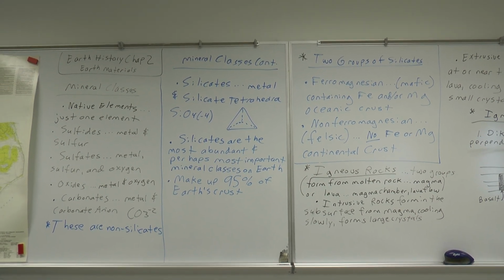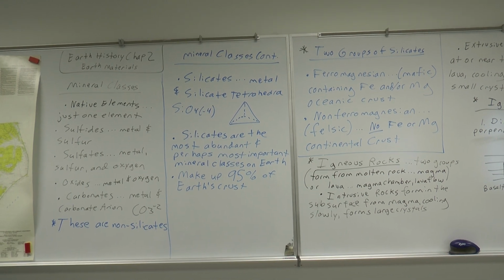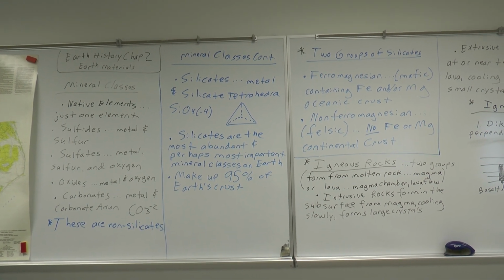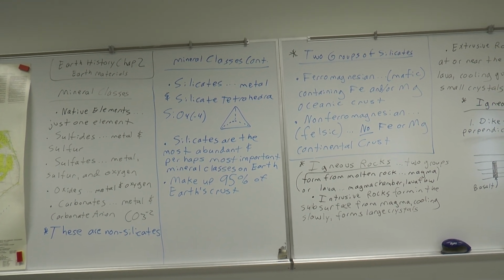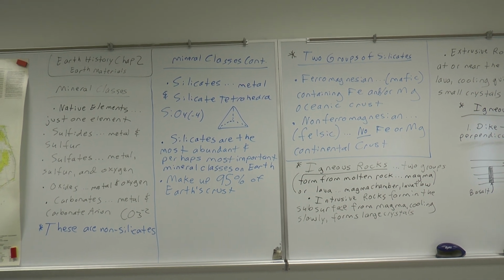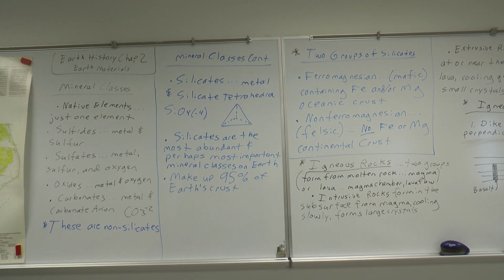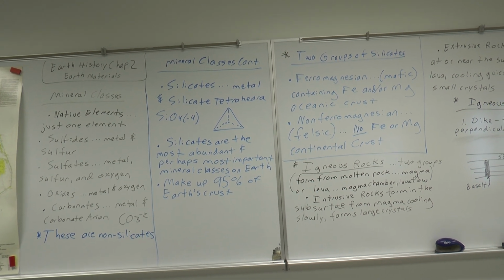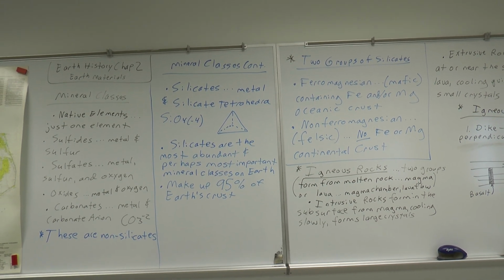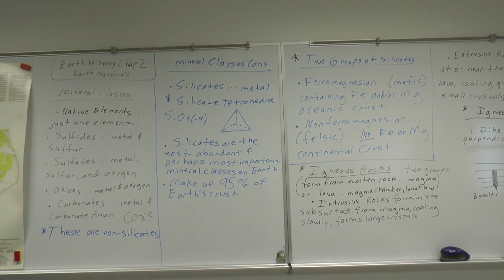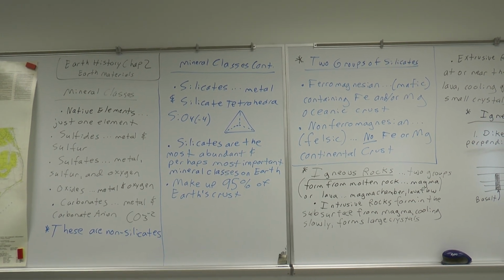Now, silicates are so important. They're definitely the most abundant mineral class on Earth, and they're making up 95% of Earth's crust. They're also abundant in the asthenosphere and the mantle. So with the exception of the inner core and outer core, the majority of our planet is made up of the silicate minerals.